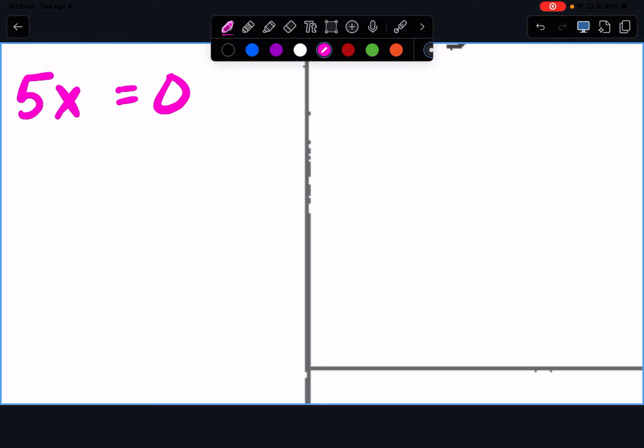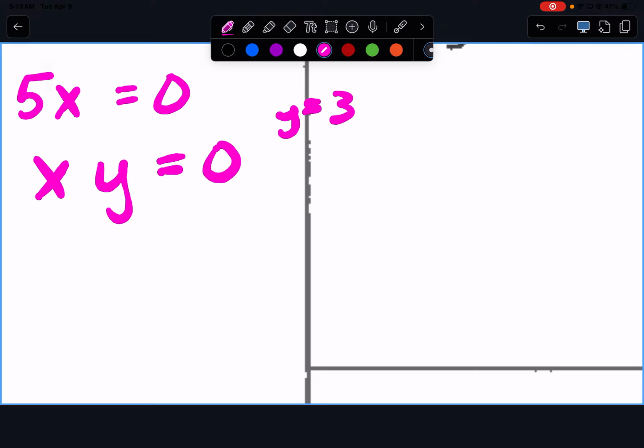0. If I have x times y equals 0, and I said y is equal to 3, what would x have to be? 0. If I said x is equal to 3, what would y have to be? 0. The zero product rule just tells us if we have two things multiplied together that equal 0, at least one of them has to be 0 to make it equal 0.